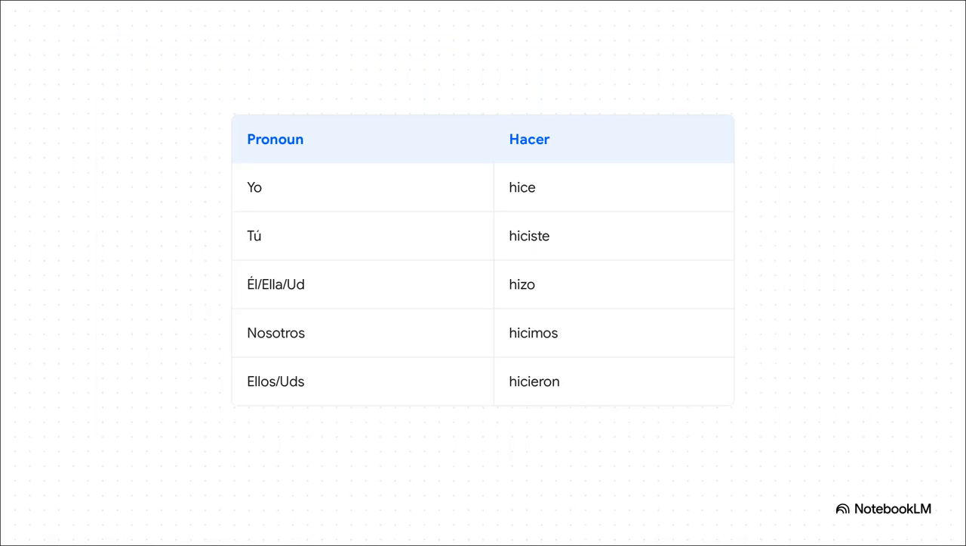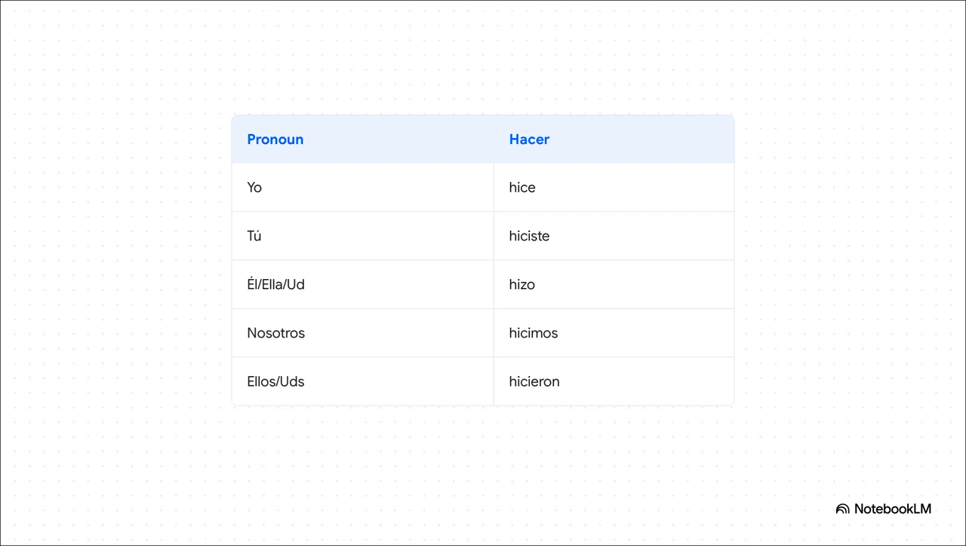The crucial point is right here in the middle of our conjugations. For yo, we take hic and add e to get hice. For tú, we get hiciste. But think about él, ella, and usted. If we added the secret ending o to hic, it would be spelled hico. In Spanish, that's pronounced hico with a hard K sound. But the root needs a soft S sound.